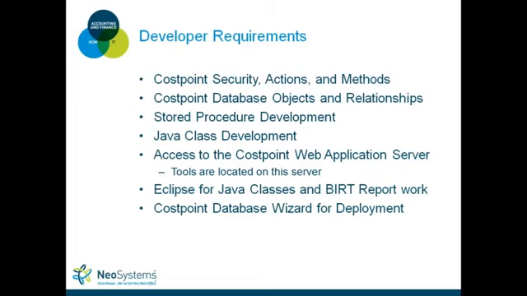They also need access to the Costpoint web server. That's where the tools are that we use to change and modify Costpoint using extensibility. And then the other thing is they'll need Eclipse for creating and compiling these Java methods. Also for any of the BERT, which is the new reports within Costpoint. So basically with 7.01, we're able to change the reports themselves, and the Eclipse BERT tool is how we can actually do that and get that done with extensibility.